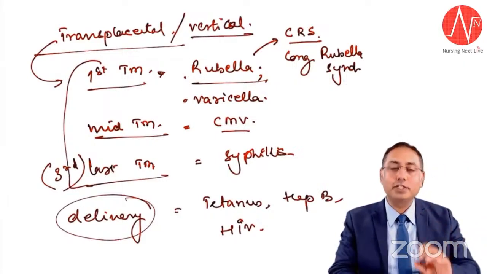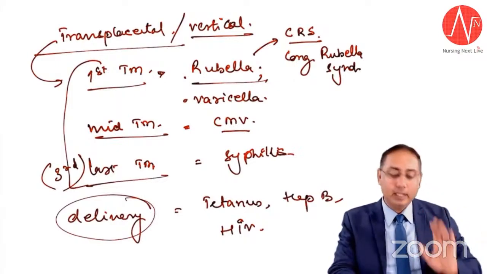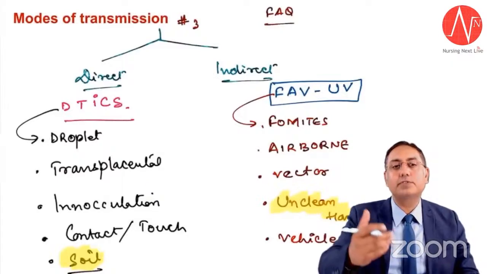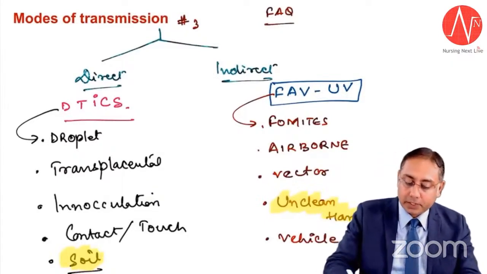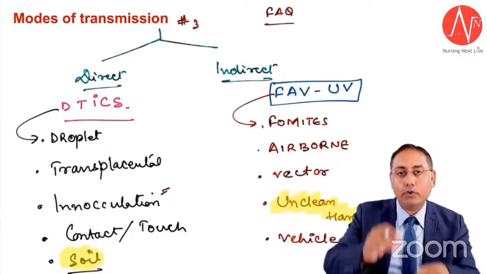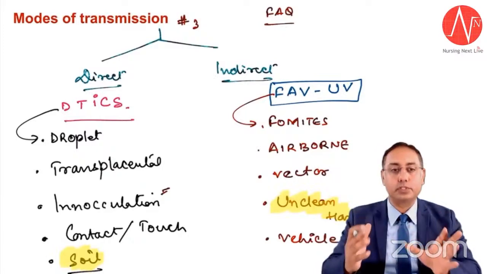So transplacental infection means from the mother to the child in the first trimester, mid trimester, and in the last trimester. Some infections very commonly may spread. Next is, what do you mean by inoculation? Inoculation means direct on the skin, through the skin, in the tissues.